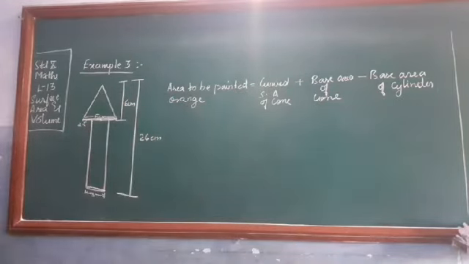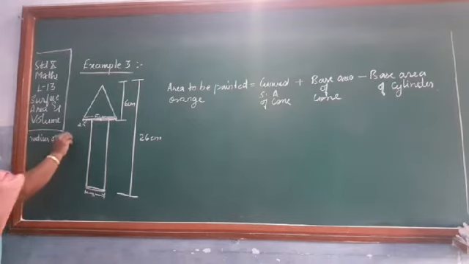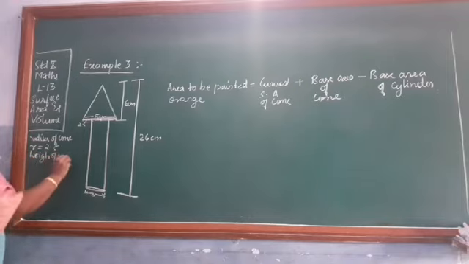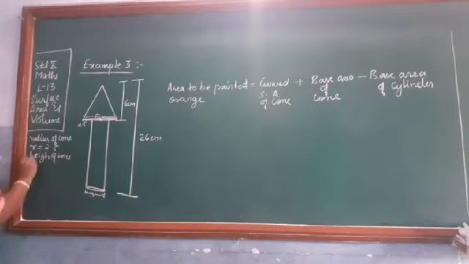Okay. Now let me take the radius of the cone. Radius of the cone, that is r, is equal to 2.5. Then the height of the cone, which is h, is equal to 6 centimeters.